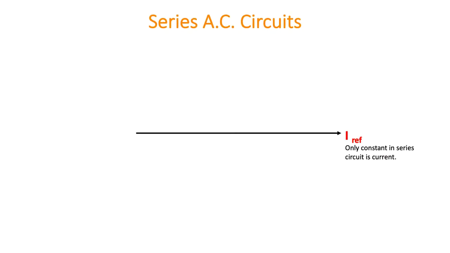In a series AC circuit, current is the reference, because it is the only constant in the series circuit. The next thing is we add the voltage across the resistor. Now it's in phase with the current. It has a phase angle, but its phase angle is 0 degrees. Its length represents its voltage in millimeters.